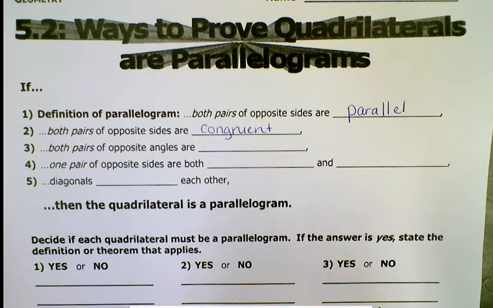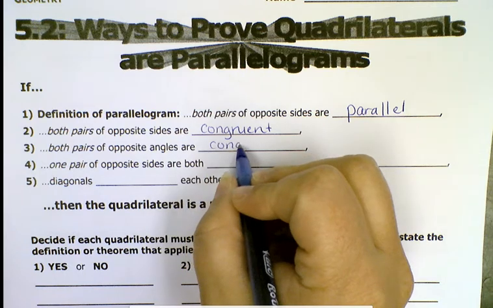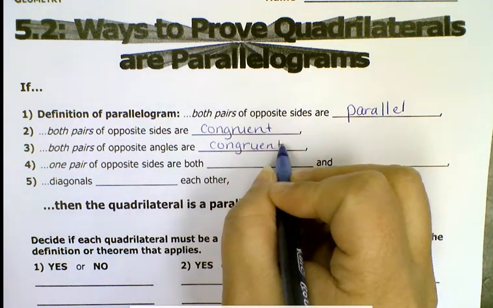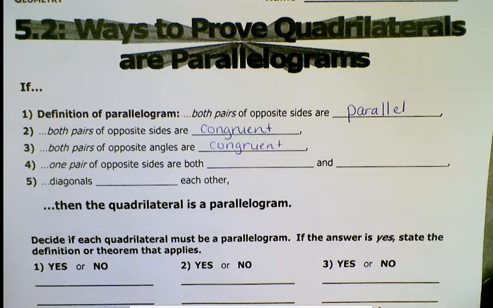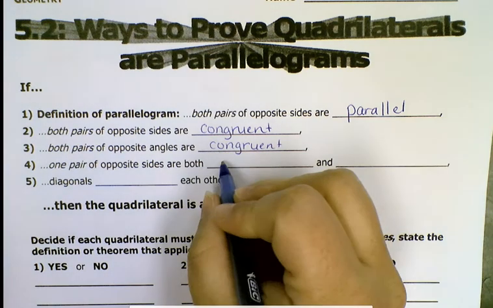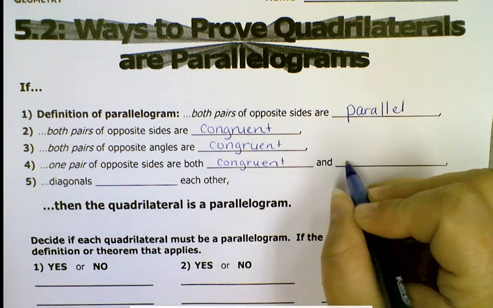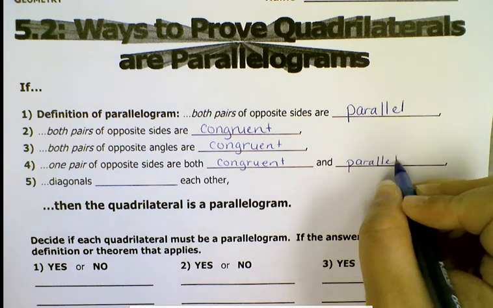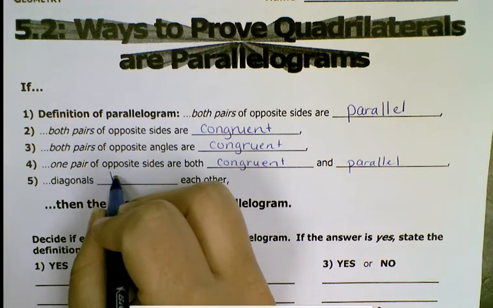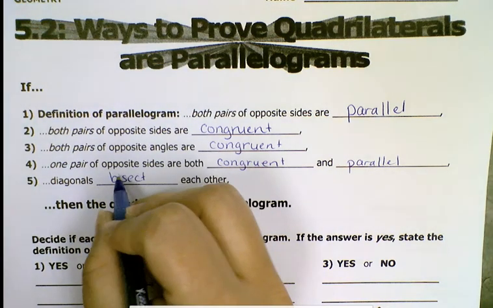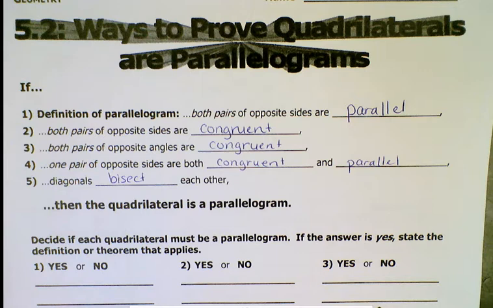The third way is to find out that both pairs of opposite angles are congruent. The fourth way is to prove that only one pair of opposite sides are both congruent and parallel. And the last way is to show that the diagonals bisect each other. So like I said, a lot of those sound familiar because we already talked about those as properties of parallelograms. But now we're actually proving that a quadrilateral is a parallelogram, not using just the properties.